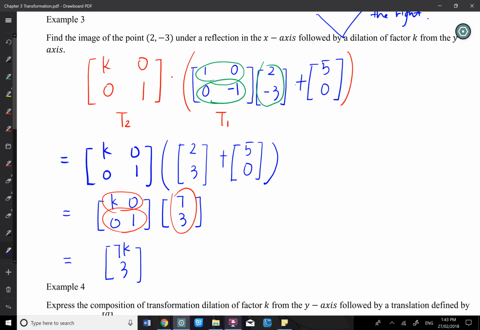Any questions? This question is important, especially after I add the translation in between. You must follow the particular order of writing it. You can't swap T1 and T2. If there's no translation, it doesn't really matter if you do dilation first or reflection first. But because of the translation, you need to get the order right. Must times into the front.